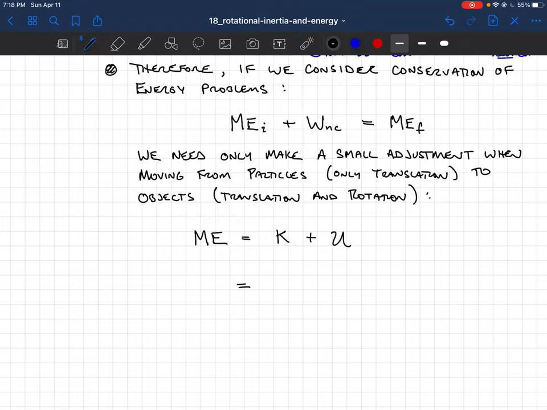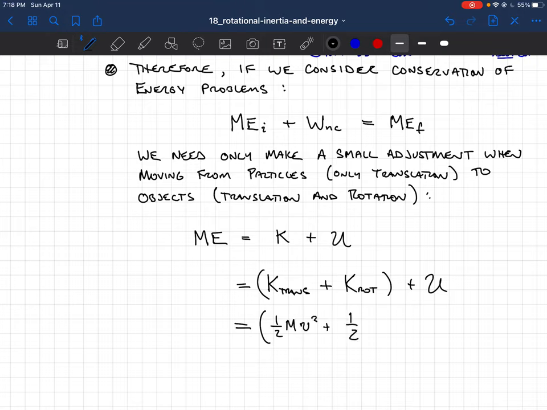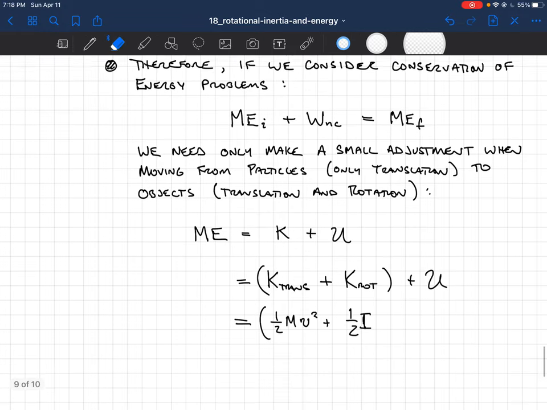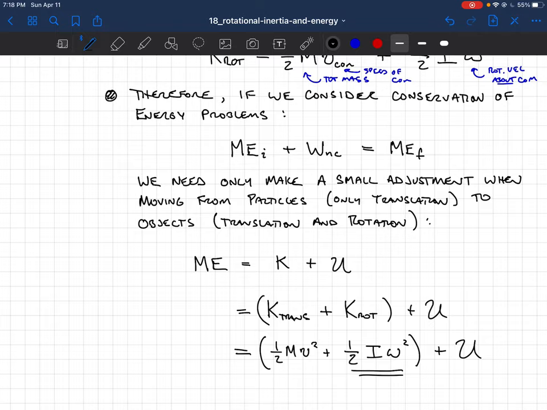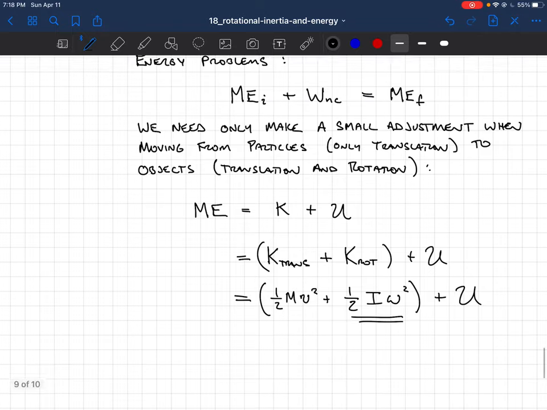So the only change that we have to make in order to do problems like this is to simply realize that the kinetic energy has two parts. It's the translational kinetic plus the rotational part. And we still have the potential energy there. The translational is 1/2 M total v squared, and the rotational is 1/2 I omega squared. So our conservation of energy problems will change in that we now have this rotational kinetic energy term.